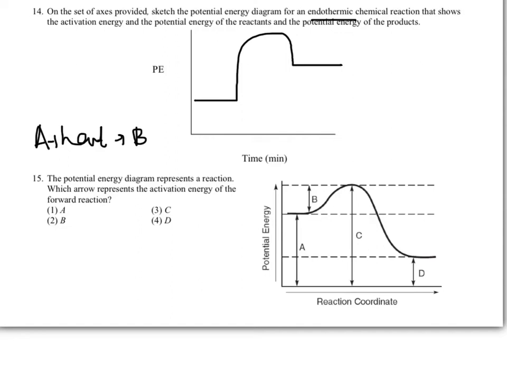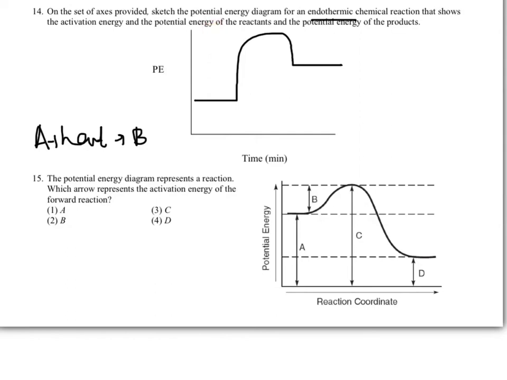Now here, the reactants are from the plateau to 0. The potential energy of the products are from the second plateau to 0. The activation energy is the energy from the plateau to the peak.